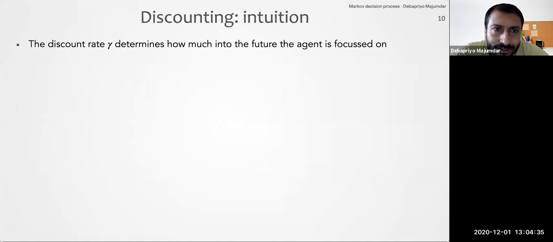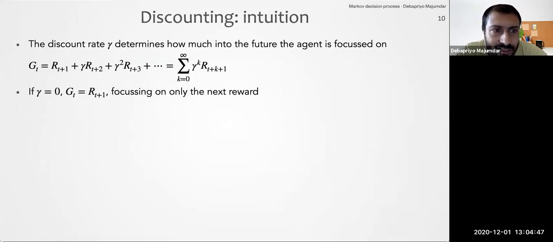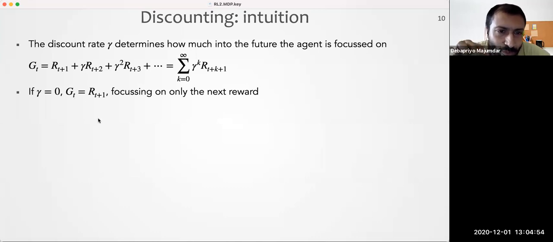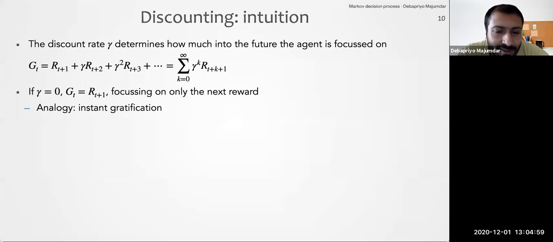So this discount rate shows you or determines how much the agent is focused on the future, how much long term it is thinking. For gamma equal to 0, all the terms in the future are 0, so only r_{t+1} remains. So this is only focusing on the next reward. In real life, it's similar to instant gratification, right? I immediately want to get whatever reward I can get. I don't really bother about what's going to happen to me in the future, right?